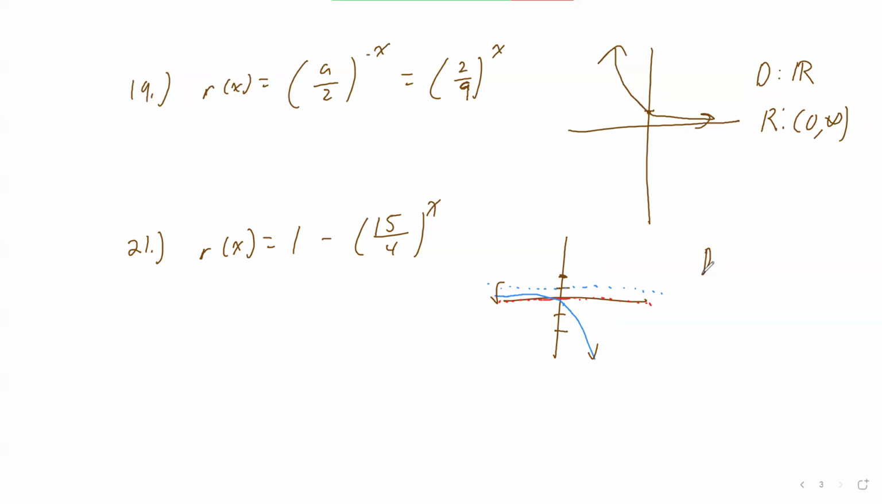And so now your domain is still all real numbers, but now your range is -infinity to 1. All right. So it's a good one to look at. So then the rest of these questions are now just solving. So we'll talk about how to solve these different types.